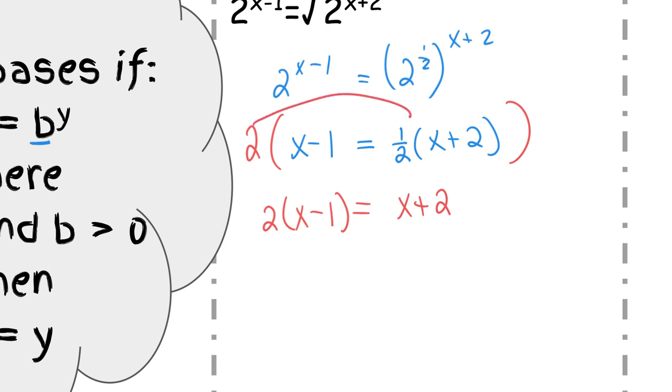When you multiply this piece right here, this is one whole term. It's 2 times a half times x plus 2. So that 2 doesn't distribute to both things that you're multiplying, right? So then after that, we got 2x minus 2 equals x plus 2. Subtract the x, add the 2, and we get x equals 4.